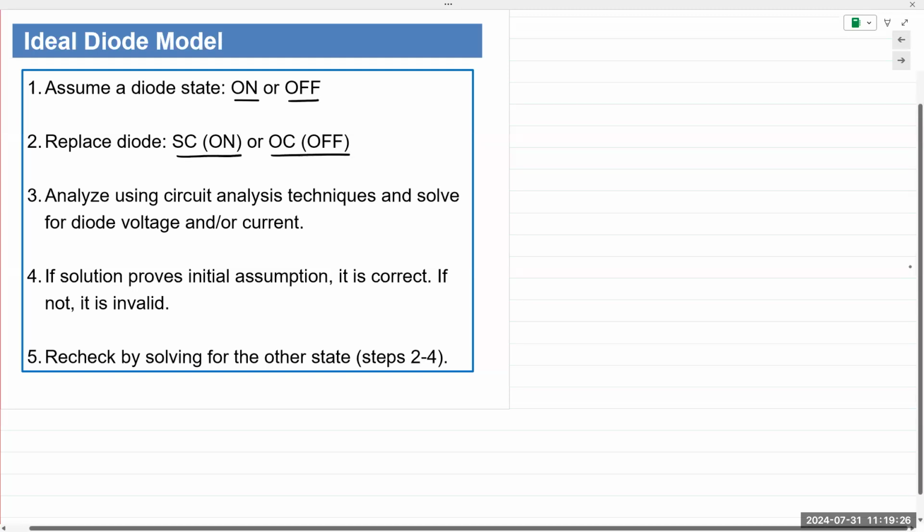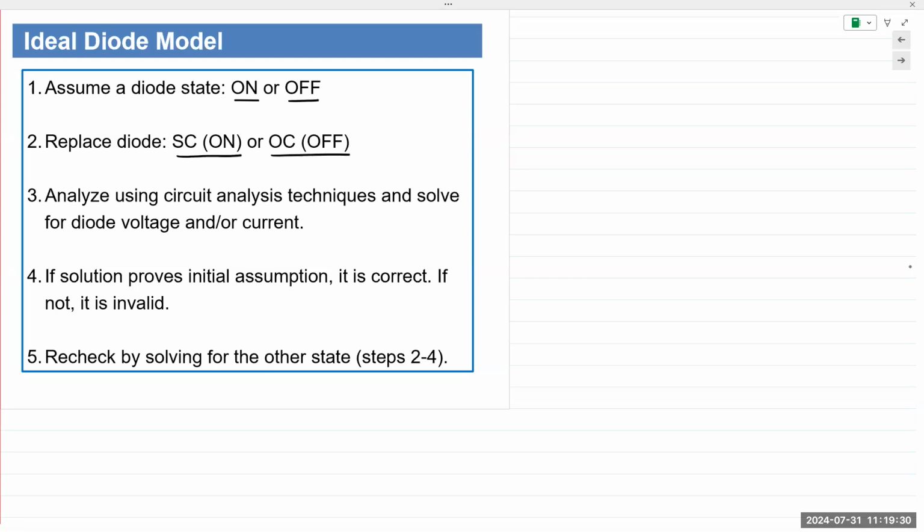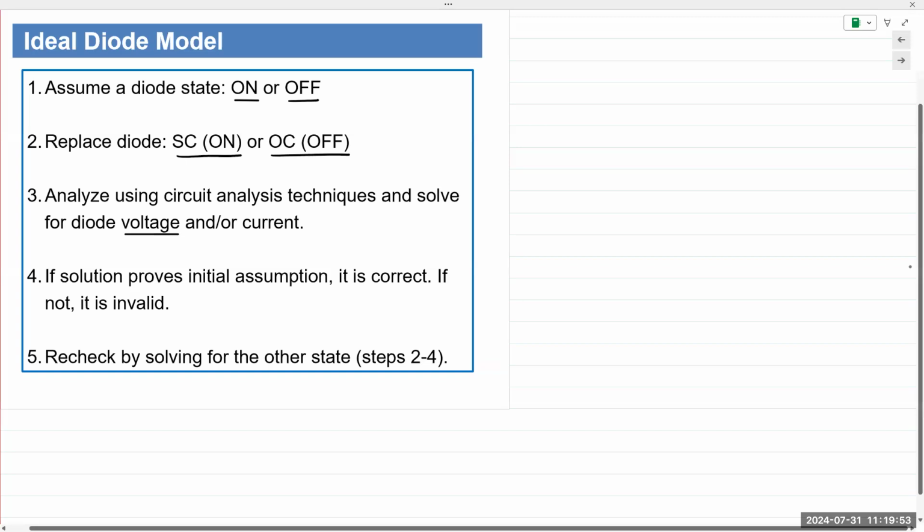Once you redraw the circuit, all you would have in place of the diode is either a wire or an empty spot. Your circuit has now changed, but there is no diode in the circuit anymore. It's a bunch of resistors and voltage sources or current sources. So then you go back to 201, analyze the circuit using circuit analysis techniques. You analyze it and you solve for the voltage or current.